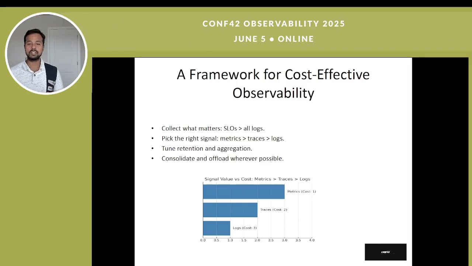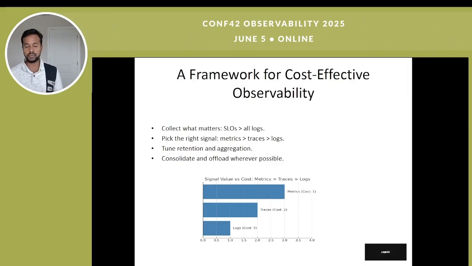So the first important thing to realize is we have to collect what matters, and here the service level objectives are most important as compared to all the different logs. We have to start with the service level objectives. That is the main metric which affects users, and that's what users are seeing. And then you have to choose the right signal. In terms of the signal itself and the value, metrics are the most important signal. They help in alerting, they make sure that the services are up and running, and if not, that you're alerted.